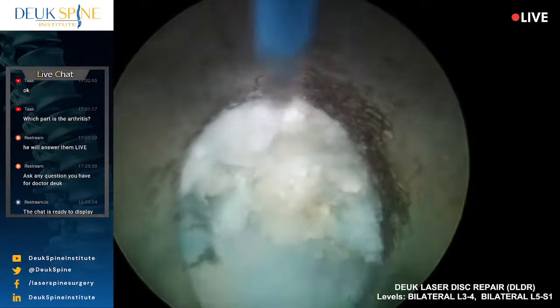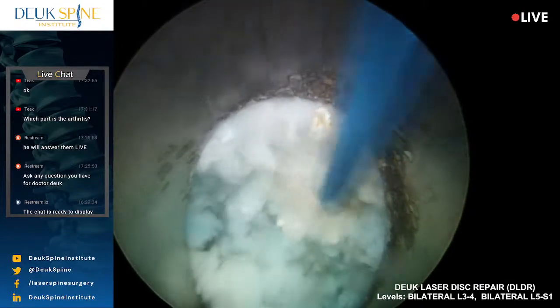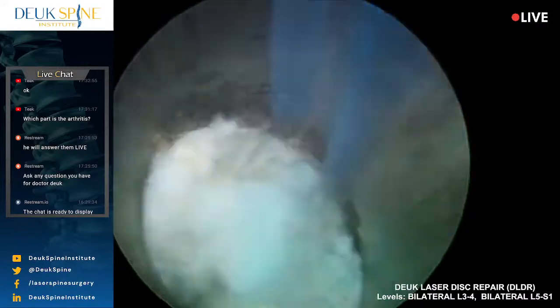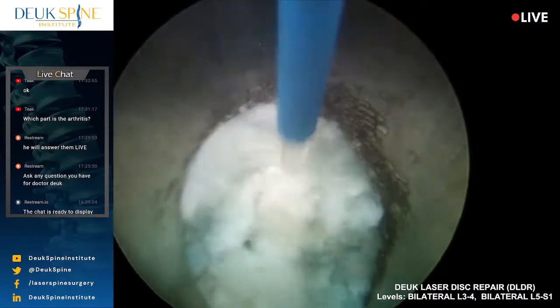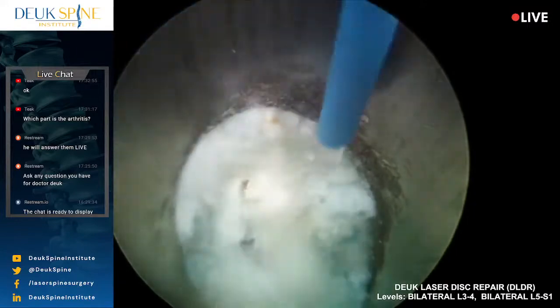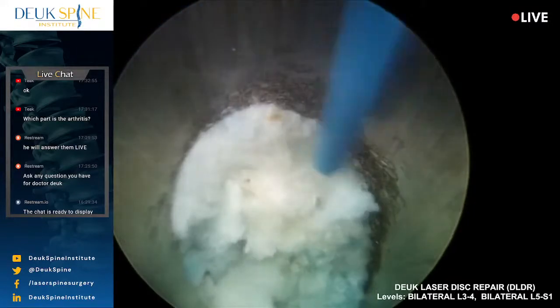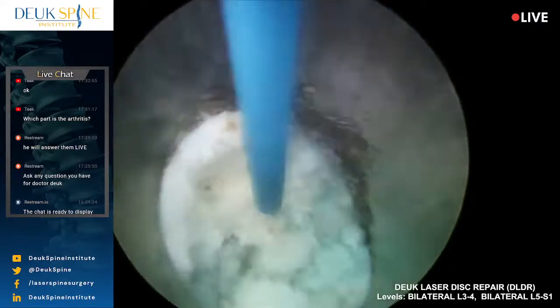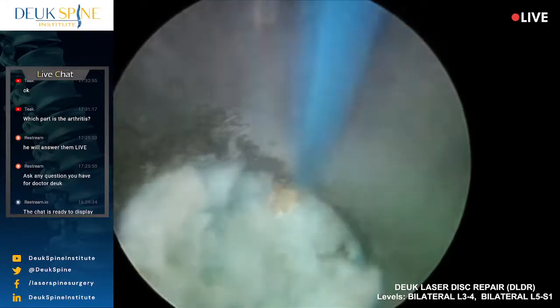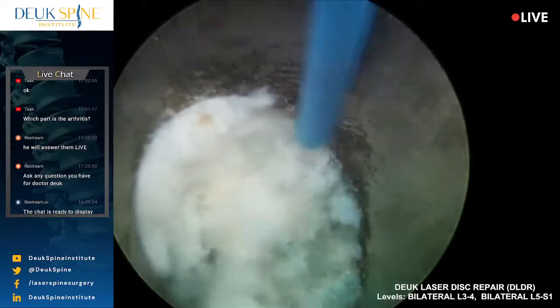The other disc, which is the L3-4, appears to be an older type injury. There's a lot more degeneration, a lot more scar tissue. It's clearly been injured for a longer time, with inflammation going on longer. This just looks like a much more recent injury, the way the disc looks to me, the way the herniated fragments appear.